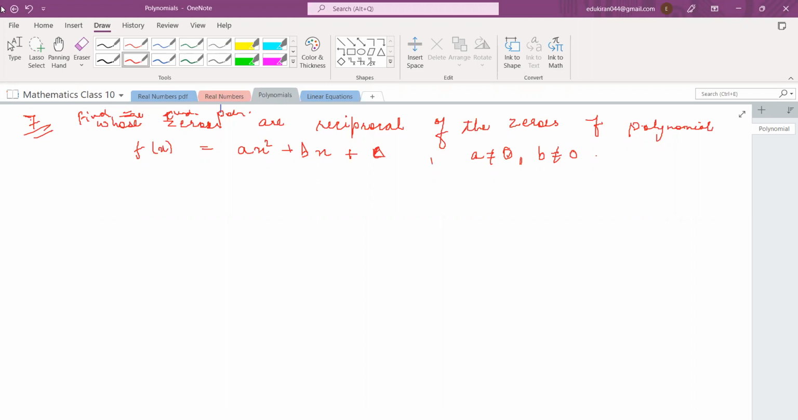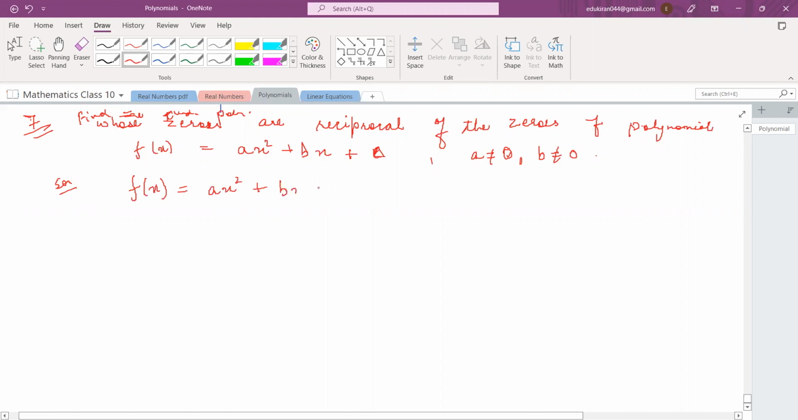How much will be your alpha plus beta and alpha beta? Now, we will start from here. Solution. Let's say one polynomial f(x) is given. This is your ax square plus bx plus c. Okay. Now let alpha and beta be the zeros of f(x). So you will write let alpha and beta are the zeros of f(x).